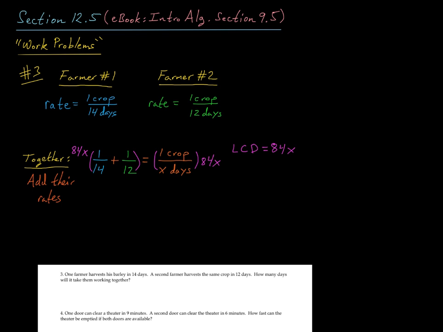Now we'll get the 84x to distribute. 84x times 1/14, well, 84 divided by 14 is 6, so this would be 6x. And then plus 84x times 1/12. 84 divided by 12 is 7, so this would be 7x. Over on the right side, notice the x's are going to cancel out, and I'm just left with an 84 there. So I get 13x is equal to 84.